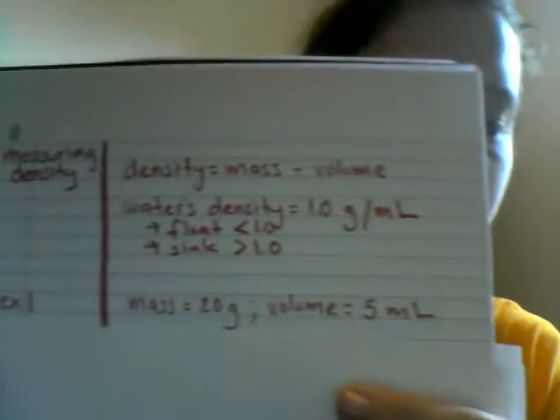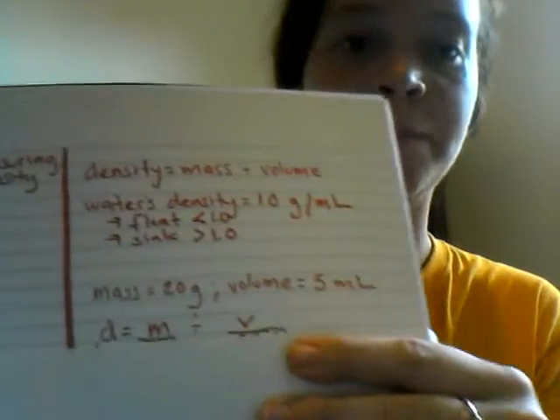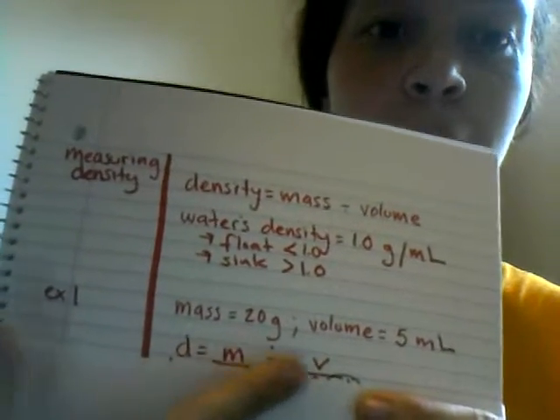So let's look at example 1. Go ahead and write that down. I have the mass, the volume. Now I just need to plug them into my formula. Density equals mass divided by volume. So write that down. Density equals mass divided by volume.